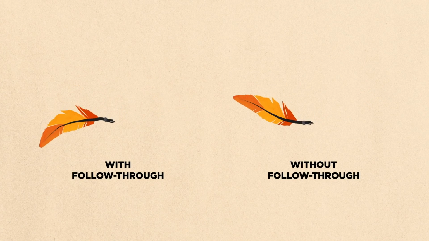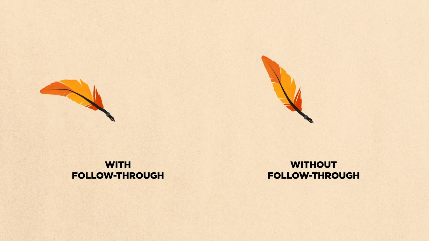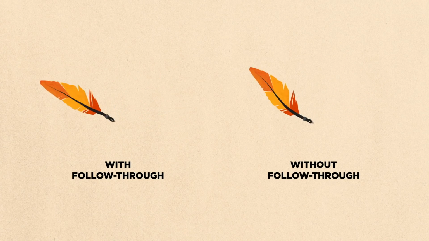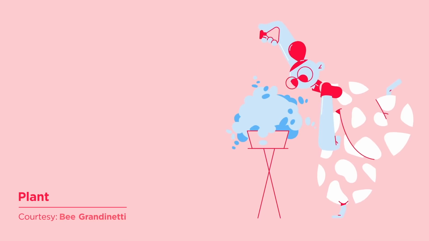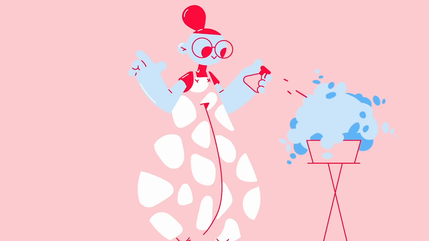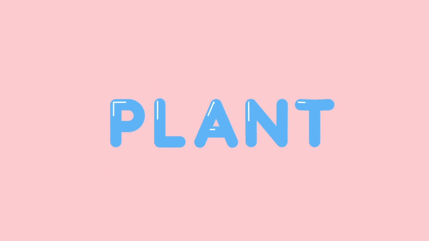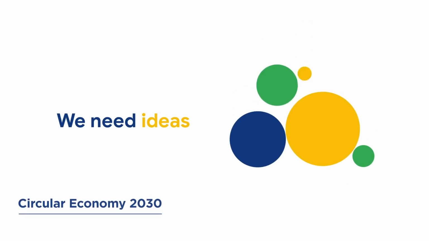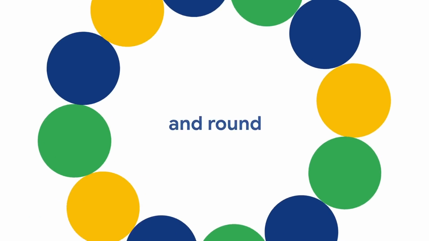What is follow-through? Well, follow-through, also called overlapping action, is the idea that when an object moves, different parts of that object move at different times. Here are some examples. This project from Bee Grandinetti has follow-through in a few places, like in this moment when the girl jumps back and her limbs and hair move at separate times, and during the type reveal at the end. In this piece that Andrew Vucko did for Google, the overlapping action is a bit more subtle, but definitely adds some visual interest.